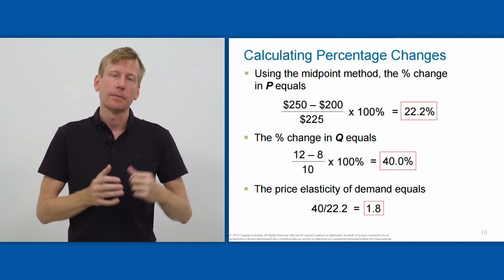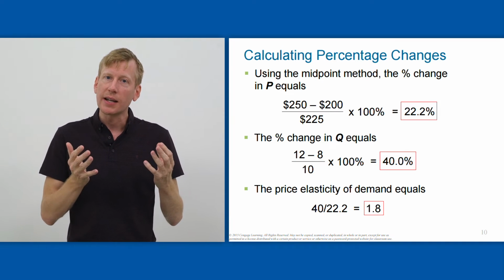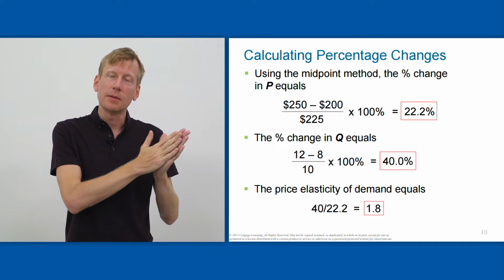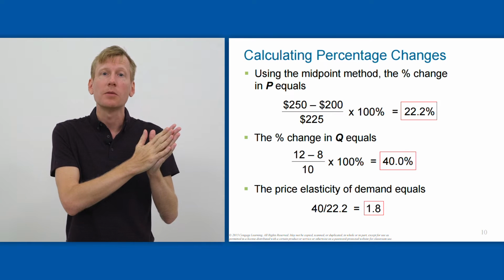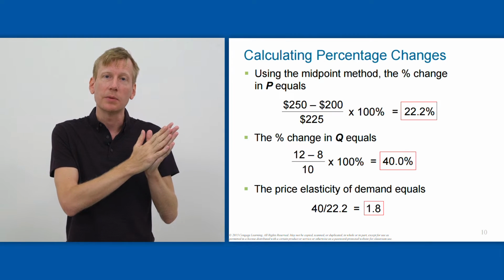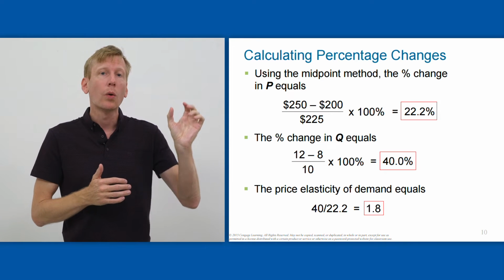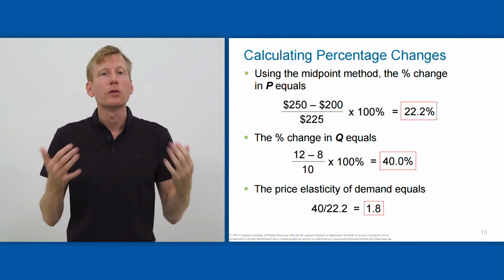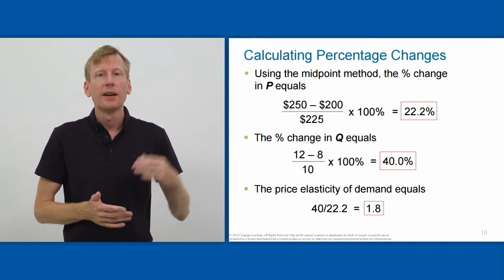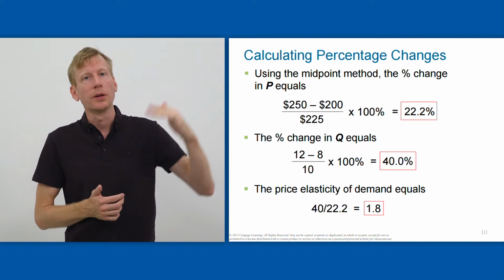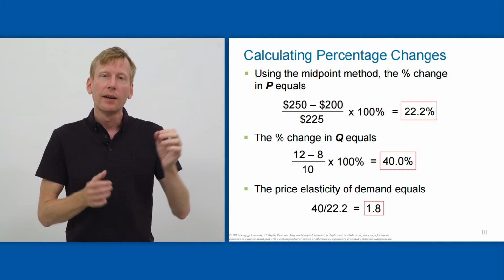Now, contrast that with our original estimate based on a division by the starting value in calculating percentage change, where we could have 1.33 or 2.5 as our two estimates for elasticity, depending on whether we moved from point A to point B or point B to point A.